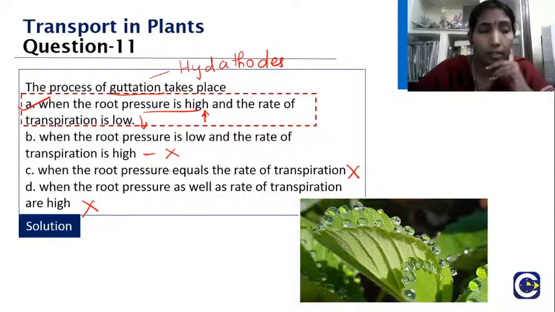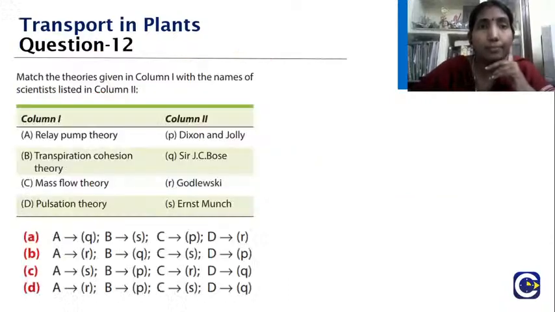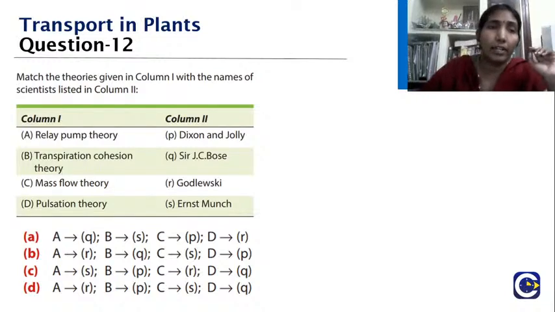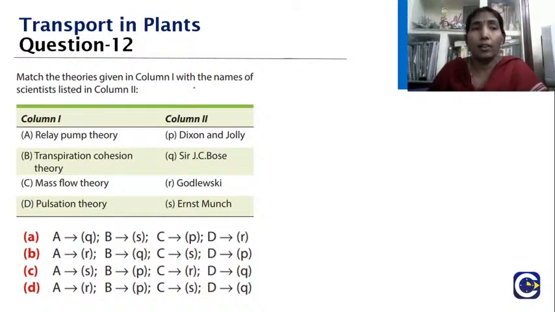Okay, so we'll go to the next question. I said already that in this chapter we have a lot of diagrams with match the columns. So here we have another interesting match the column. They have given a lot of theories here and a lot of scientists' names. That is why it's important in this transport chapter to read a lot of scientists' names, which is very important.